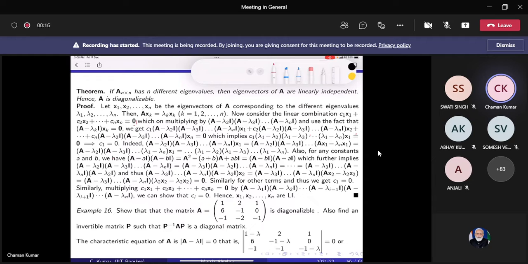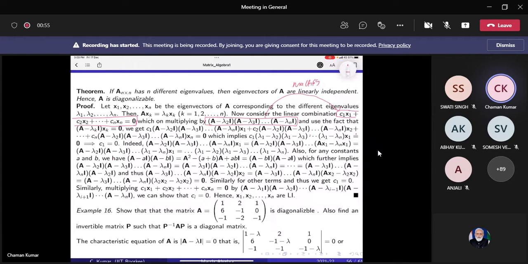For this, we consider this product and multiply this product to this equation. Okay, so multiply this in this equation. So what will be the first term?